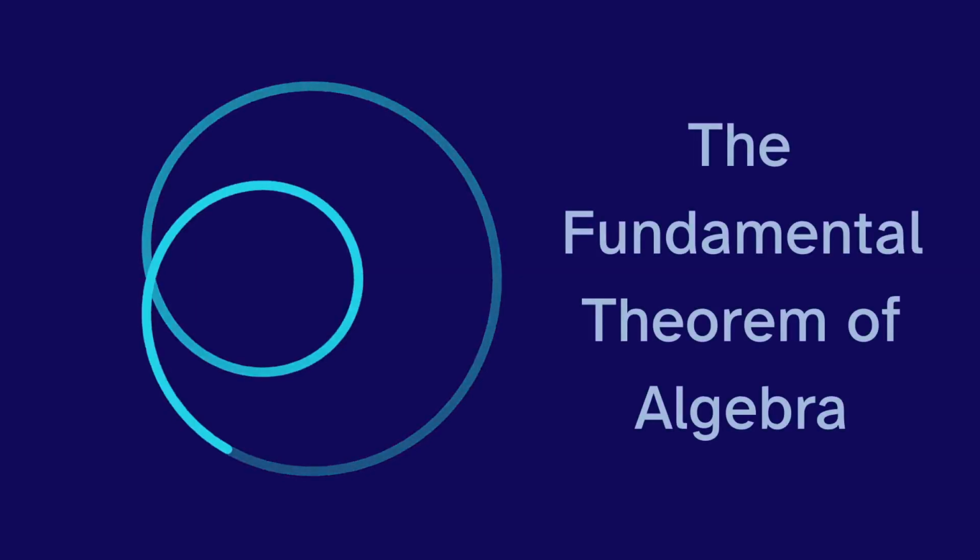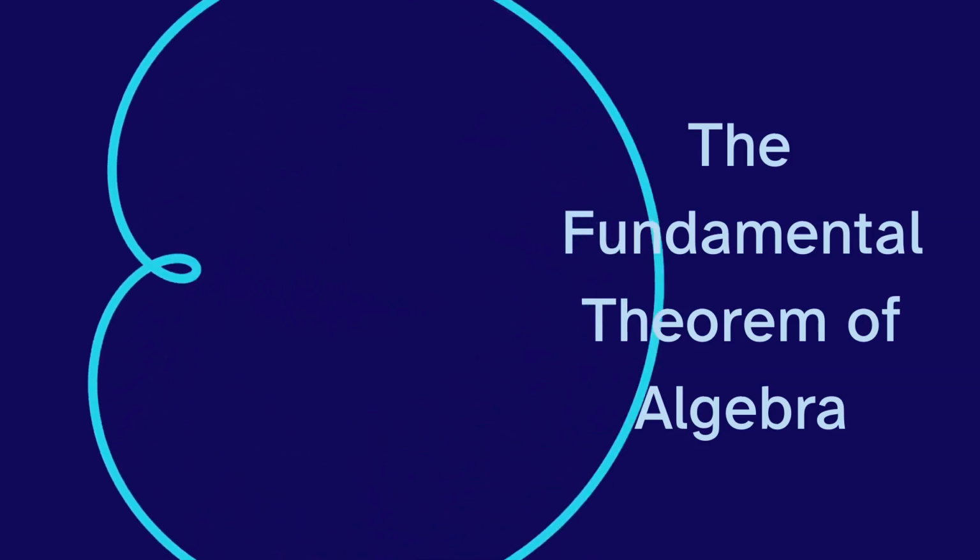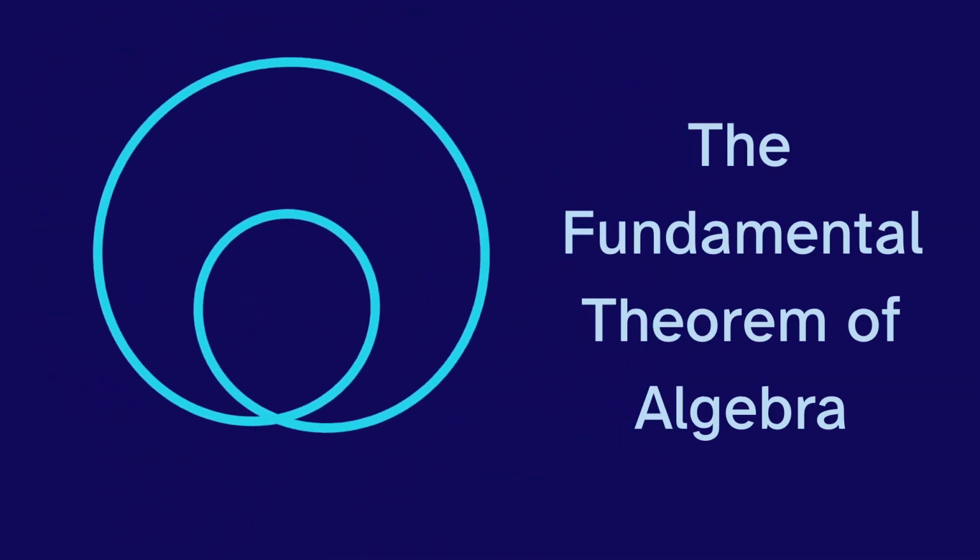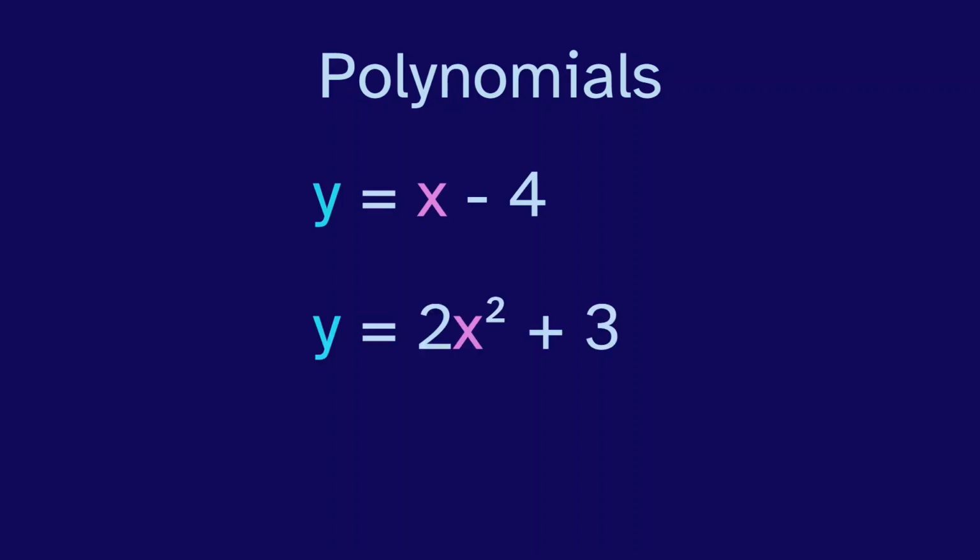In this video, I'll be discussing an interesting visual proof of the Fundamental Theorem of Algebra. This is an important theorem that gives us insight into polynomials. Polynomials are equations involving powers of x, such as y equals x minus 4, or 2x squared plus 3, or x to the fourth plus 8x cubed minus 2x.